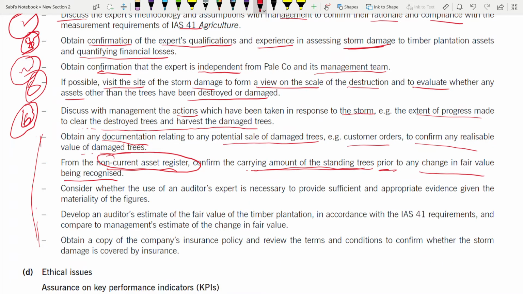Okay, consider whether the use of an external expert is necessary also. Auditor's expert is necessary to provide sufficient and appropriate evidence given the materiality of the figure. Okay, when you're talking about evidence, make sure you write sufficient and appropriate evidence.